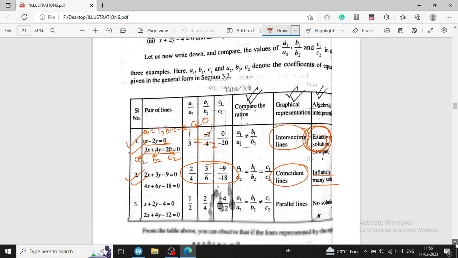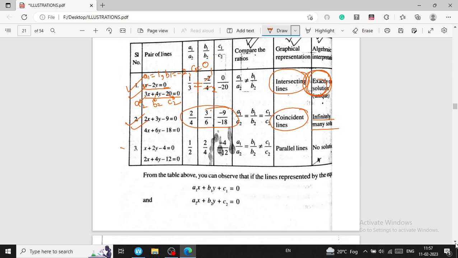Now next, from this statement we find that the first two terms are equal but the last term is not equal. So we write here a1 over a2 is equal to b1 over b2, not equal to c1 over c2. Then graphically we get parallel lines, and there is no solution.